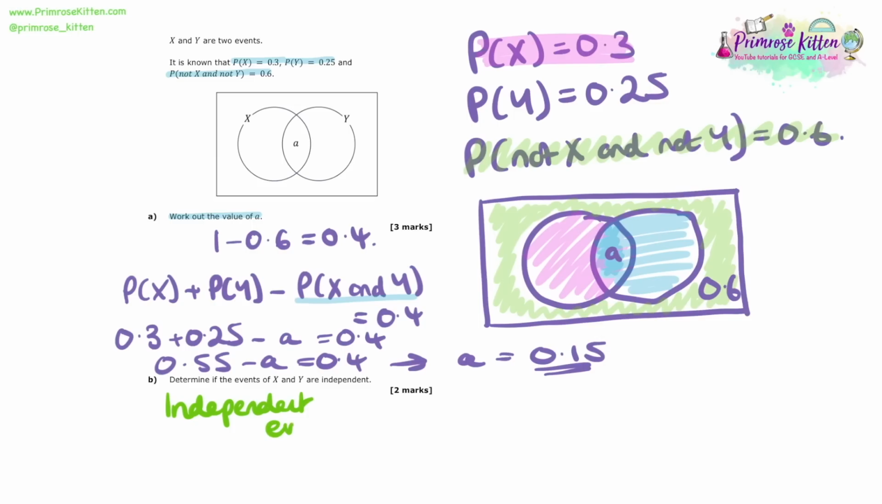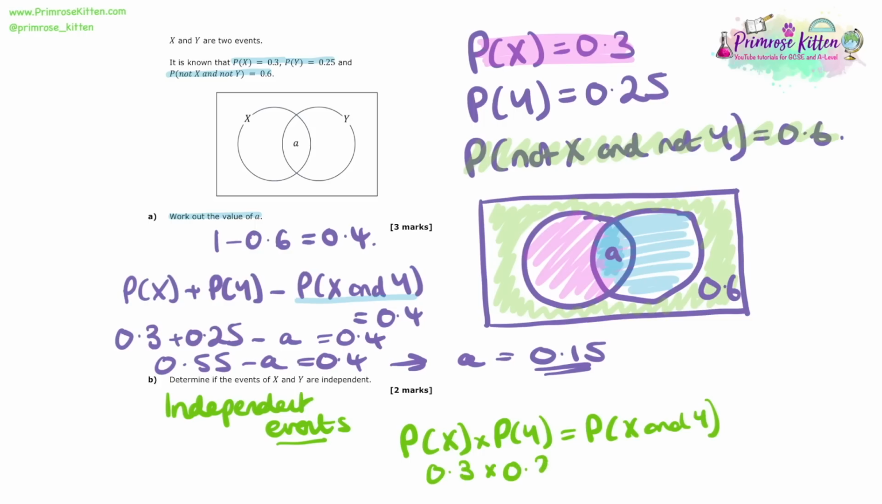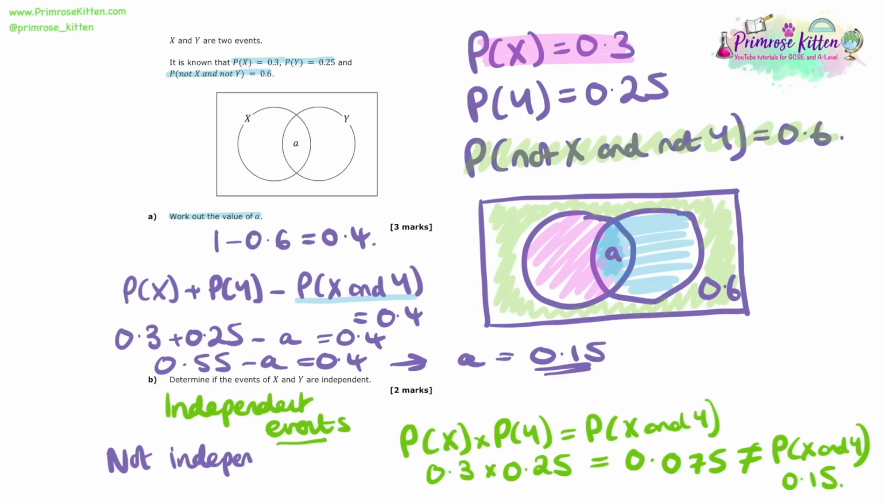So next up, we're asked to determine if the events of X and Y are independent. So there's a certain rule we need to know for independent events. We need to know that the probability of X times the probability of Y is equal to the probability of X and Y. And that statement is only true if the two events are independent. So let's take 0.3, the probability of X, and multiply it by 0.25, the probability of Y, and see what we get. So putting that into the calculator, I get an answer equal to 0.075. So if we compare that to what we just calculated in A, which was the probability of X and Y, which was 0.15, we can see that they are not the same as each other. And as a result of that, we can say that the events X and Y are not independent. And so that is our answer to part B.